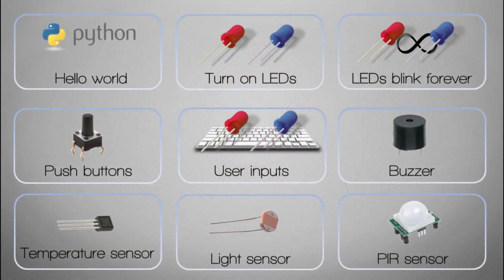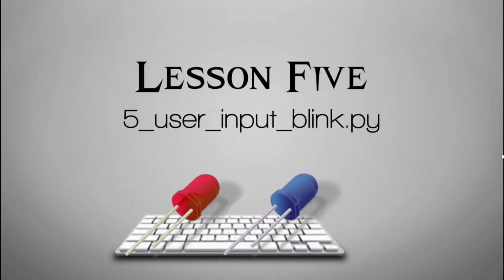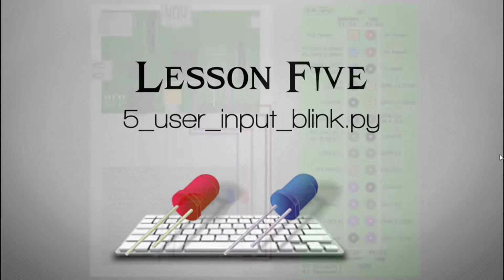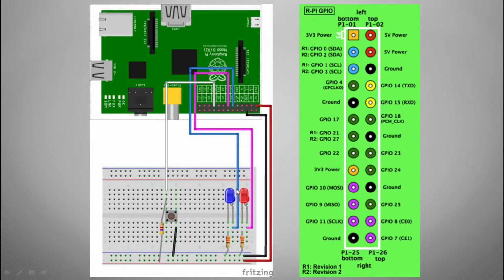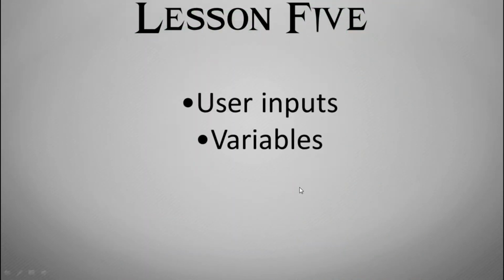So we're now on lesson 5 and we're going to look at user inputs. This is where we're going to look at taking inputs from the users, so typing onto the keyboard and making the LED do certain things. So we're going to be using just the simple LED electronic circuit, ignore the push button. And we're going to be introducing the concepts of variables and user inputs.